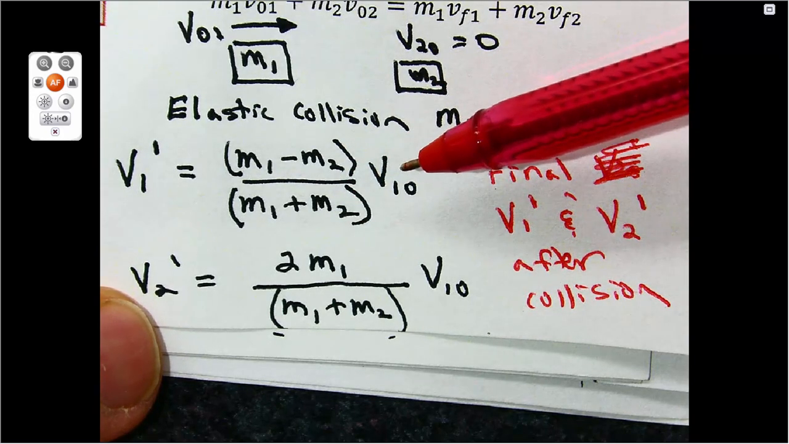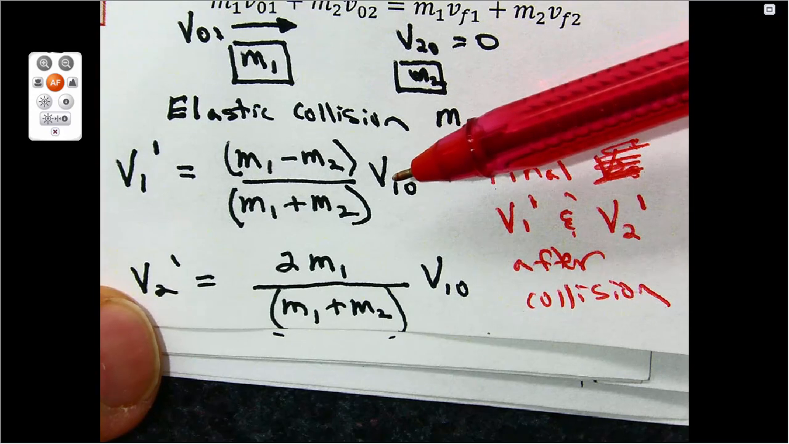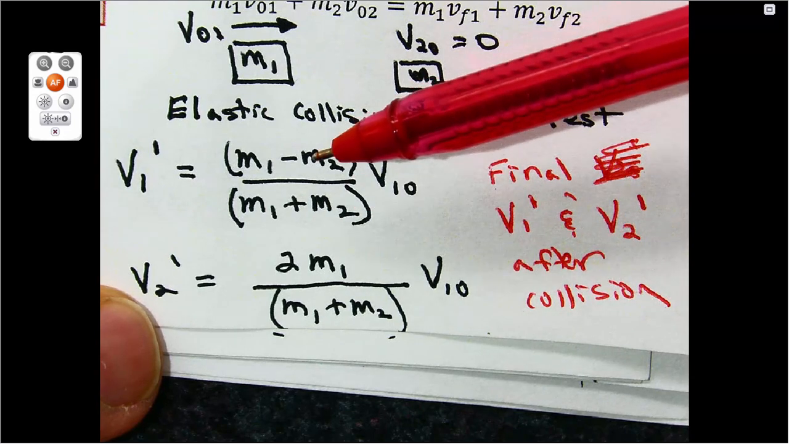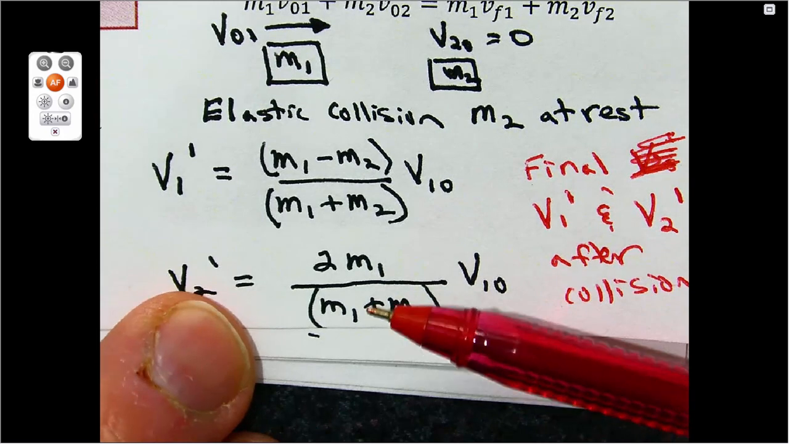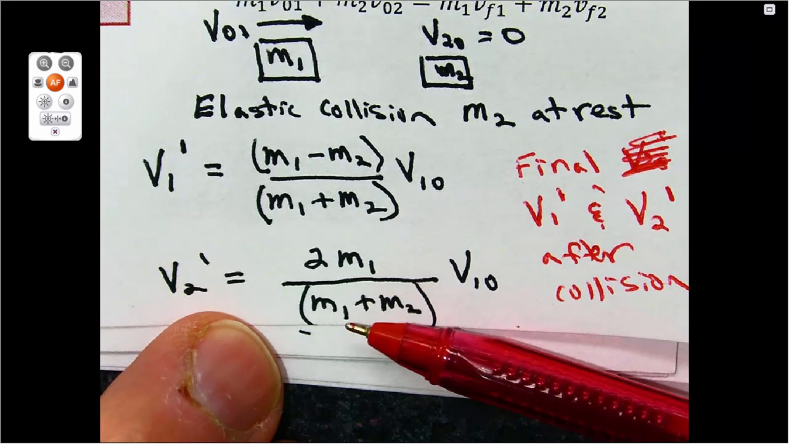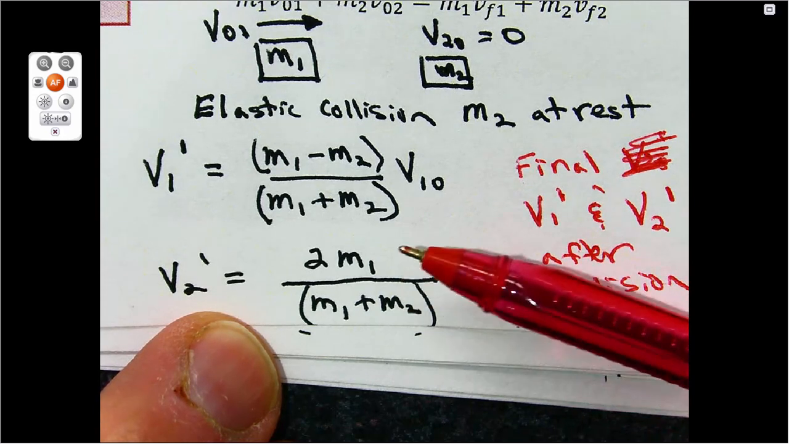Then wasn't V1 initial 4? No, this came in at 4, though. This was the initial velocity of 1 came in at 4, right? So 4 here times the 4 down below would cancel out. Wasn't my numerator -3 here? So it works. This is from the problem we did, right? We ended up with V1 prime -3 and V2 prime was 1. So if V2 prime was 1, 2 times M1, M1 was 0.5, 2 times 0.5 is 1. The 4's cancel out. Again, V2 prime is 1. It works.